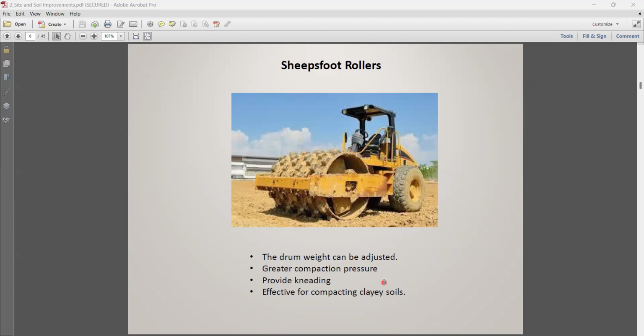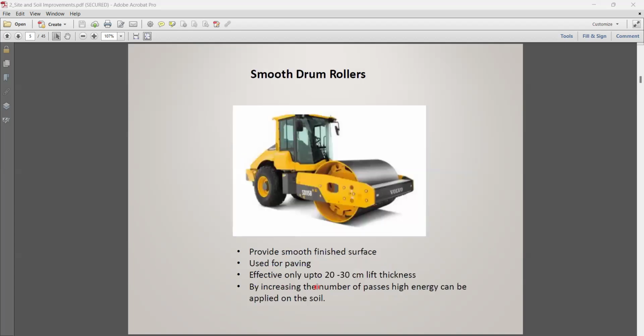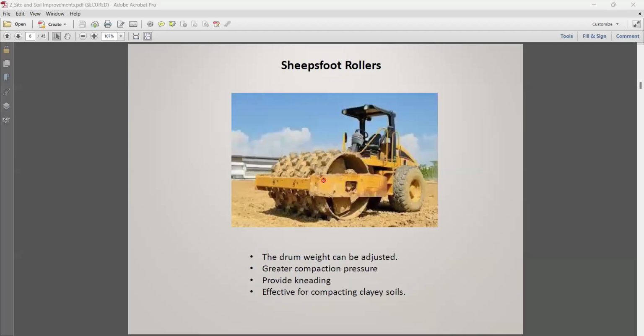The sheep foot roller is used mainly for compacting clayey soil. You can see the surface is not smooth, it has sheep foot kind of things. We call that to provide kneading action. Kneading means if you have a smooth surface like this with clay, clay will get attached, glued, because clay has cohesion. But with this, clay will not attach, so it will knead, it will press, giving greater compaction pressure.